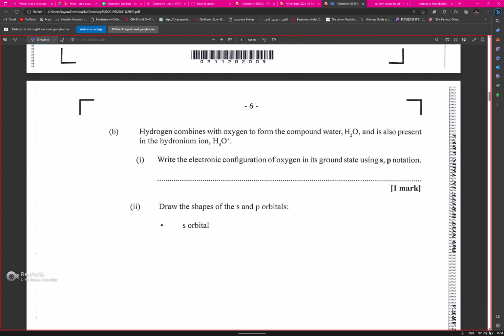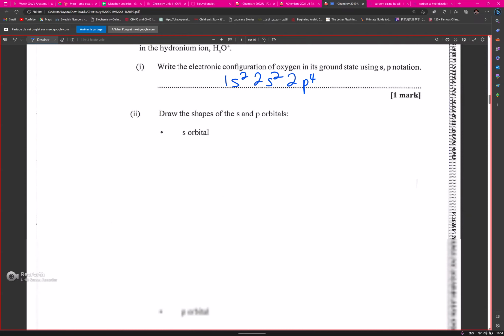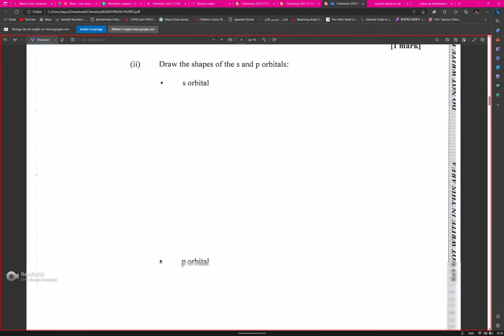Hydrogen combines with oxygen to form the compound water and is also present in the hydronium ion. Alright? Write the electronic configuration for oxygen in s and p notation. What is it? 1s2 2s2 2p4. Alright. Draw the shapes of the s and p orbitals. What's the s orbital? So it's a sphere. It's just a circle.